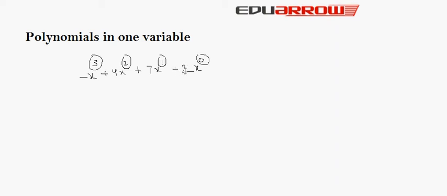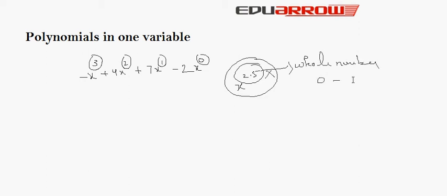A polynomial can't have its exponents in any other type of number. For example, you cannot write x to the power 2.5. That is wrong. The exponent should be a whole number from 0 to infinity. The exponent or the power of x should be a whole number.